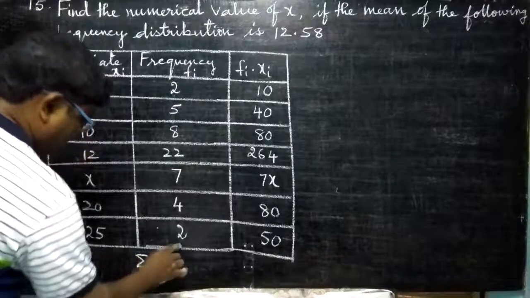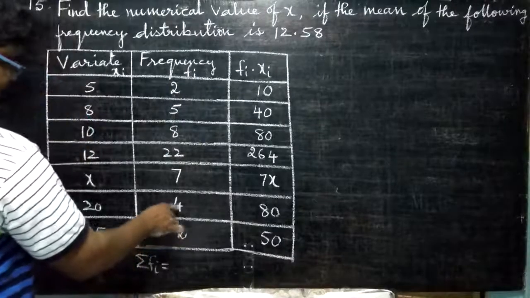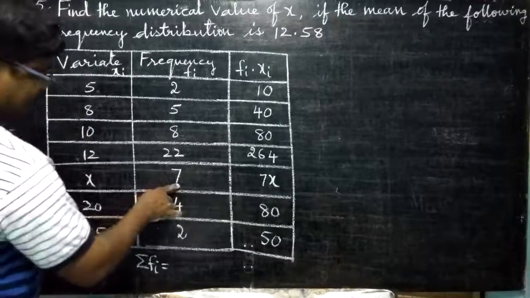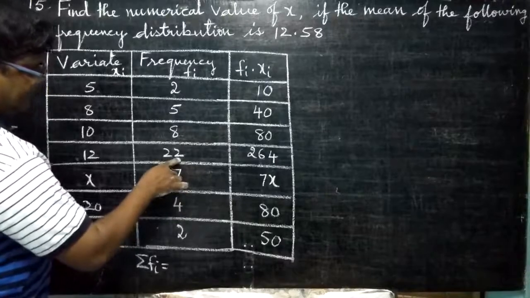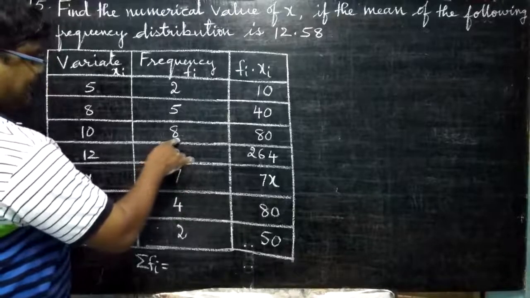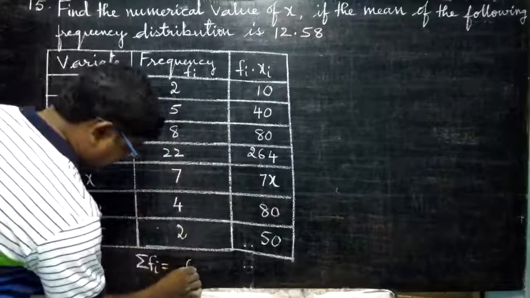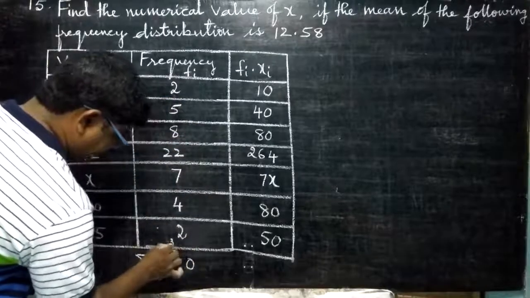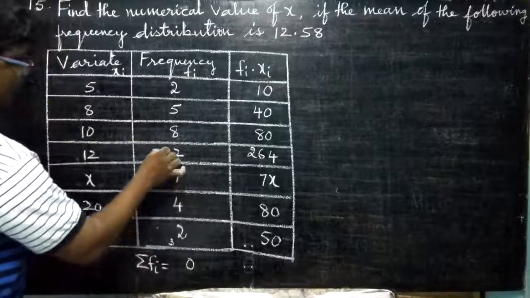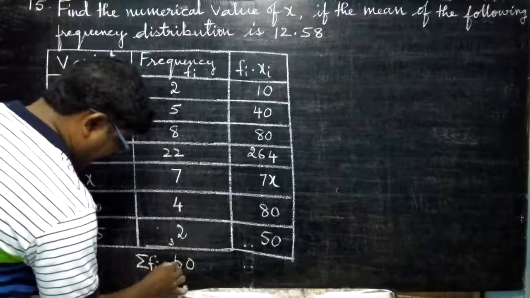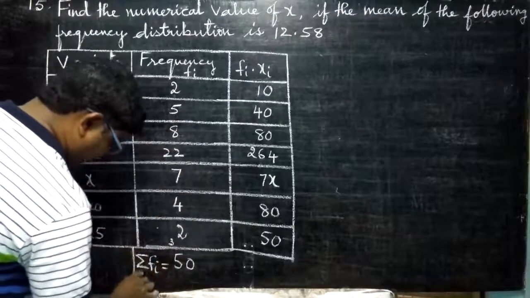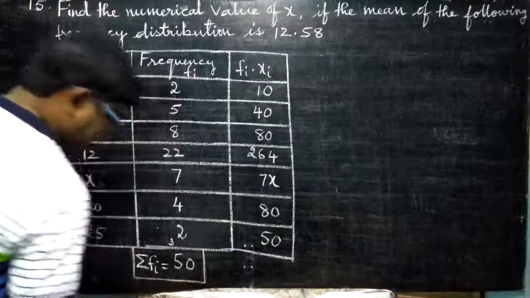Add 2 plus 4 is 6. 6 plus 7 is 13. 13 plus 2 is 15. 15 plus 8 is 23. 23, 28, 30. 0, 3 here. 3, 4, 5. So sigma fi total we got, total frequency, 50.